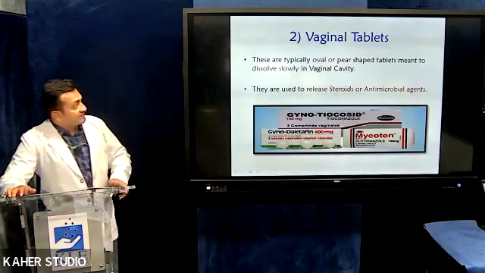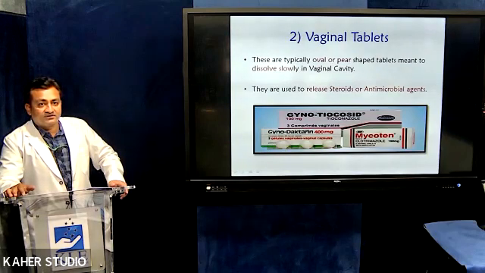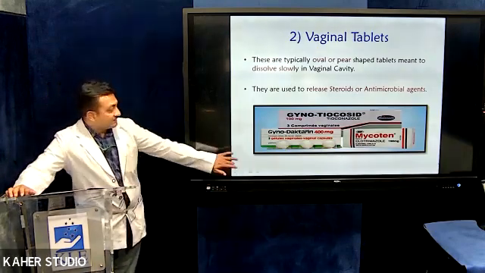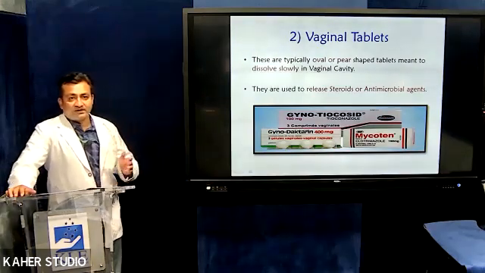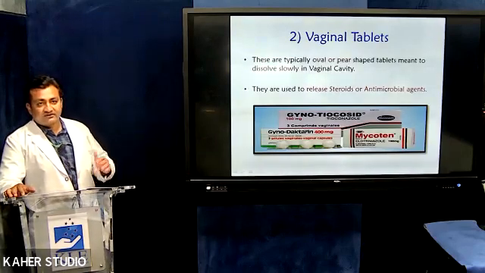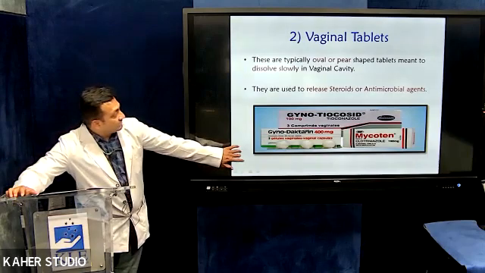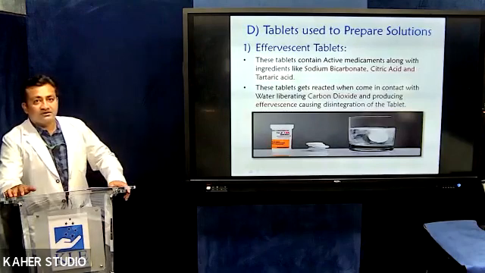Vaginal tablets are typically oval or pear-shaped tablets meant to dissolve slowly in the vaginal cavity, and they are used to release steroids and antimicrobial agents. So these tablets are for local action. If you see, the implantation tablet is not only for local action. Those tablets are for slow absorption throughout a long period of time, and this vaginal tablet is for the local effect. Then the last category, D, is tablets used for preparation of solution.